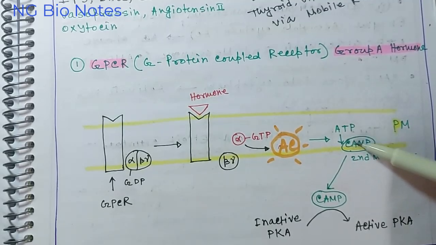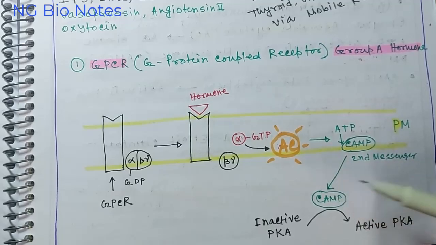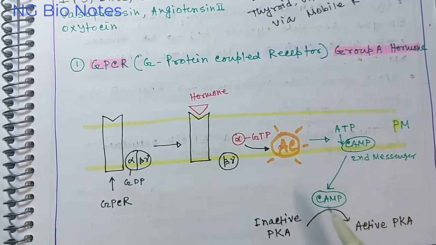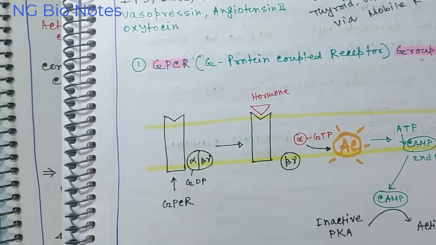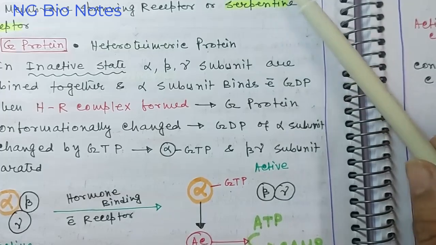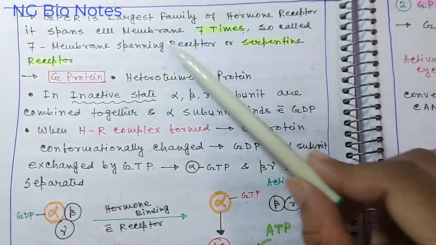Now this cyclic AMP enters into the cytosol, and this will activate protein kinase A into its active form. So group A hormone always acts via a second messenger, that is cyclic AMP, and this cyclic AMP activates protein kinase A. Now we see details about this G protein or G protein coupled receptor.